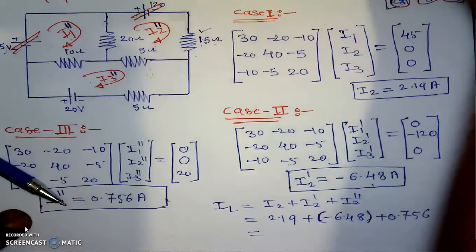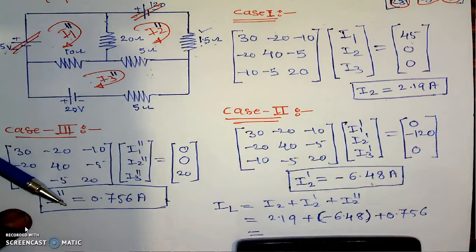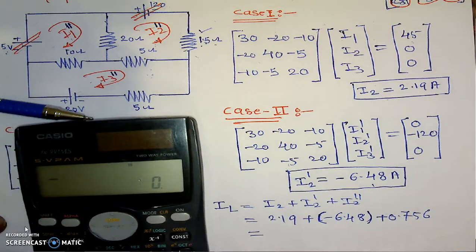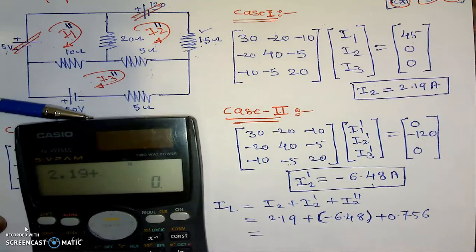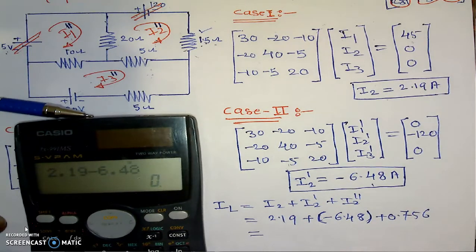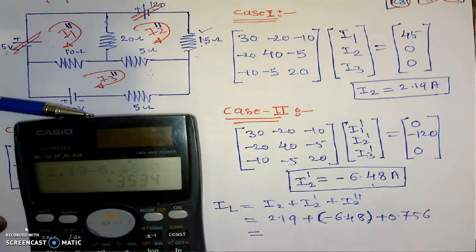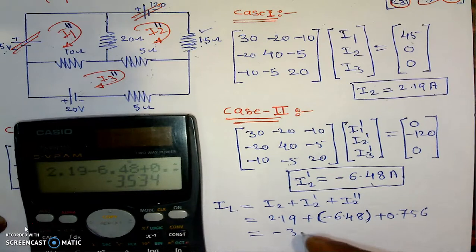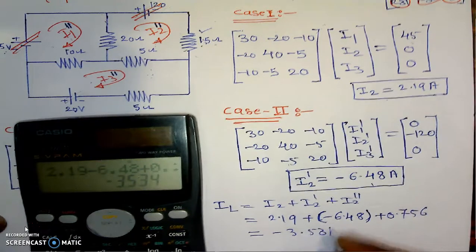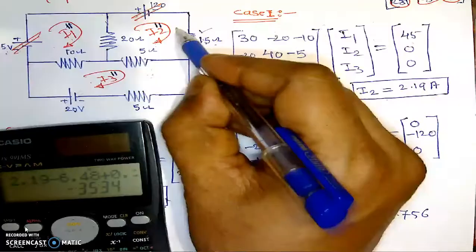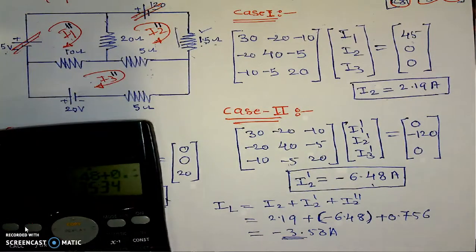If I am adding these three currents, then here I will come to the normal mode. Here it is 2.19, or to be exact, it is minus 6.48, then plus 0.756, which is equal to minus 3.53 amperes, and this minus sign indicates the current in this resistance will be opposite to that of this downward direction. That's all from this particular video.